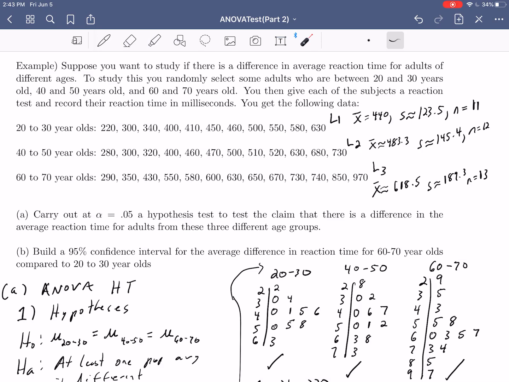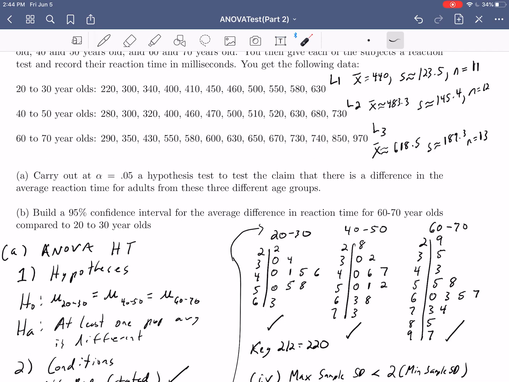So the maximum standard deviation looks like it came from the 60 to 70-year-olds. Notice that makes sense, because what is standard deviation doing? It's measuring the amount of variation or spread, and you can see that the reaction times for the 60 to 70-year-olds were all over the place. Right, there was somebody who was as low as 290 and all the way as high as 970. So it makes sense they had the highest standard deviation. That's just a reminder of what standard deviation is really measuring.